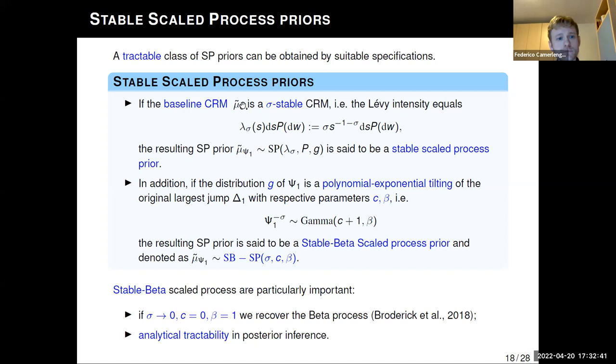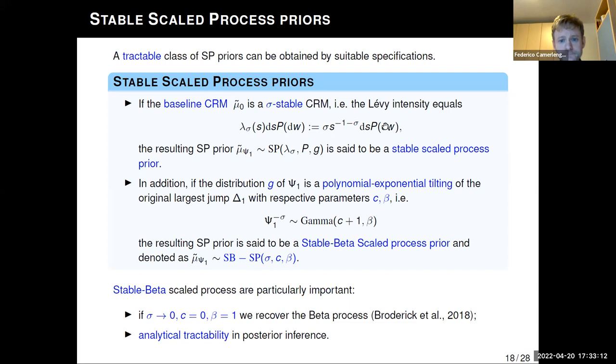So we have described the posterior distribution in general, but now we'd like to focus on a suitable tractable class of scaled process priors. In particular, if the baseline completely random measure is a sigma stable completely random measure, then we get a stable scaled process prior. What does it mean? The sigma stable completely random measure is nothing but a completely random measure characterized by the following Levy intensity.